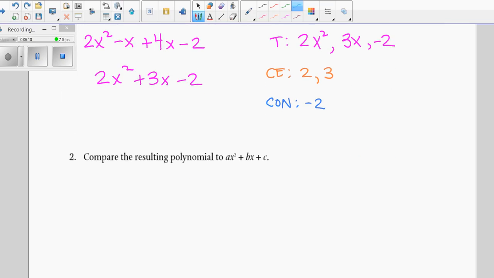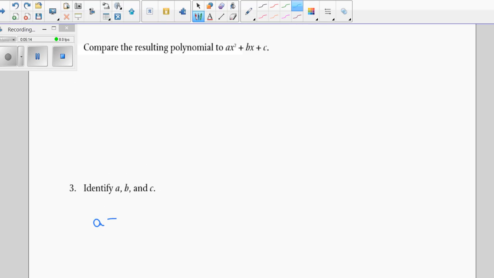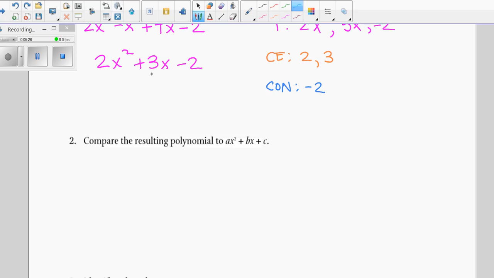Alright, I'm going to skip down to here where it says, what are your values of a, b, and c? The value of a is 2, the value of b is 3, and the value of c is -2. So that just came from right here. A, B, C. Alright, so compare the resulting polynomial to ax squared plus bx plus c. This is just saying that they want us to show that it's quadratic because it can be written in the form of ax squared plus bx plus c. Again, right here, your ax squared term.